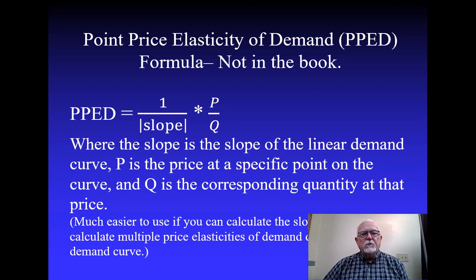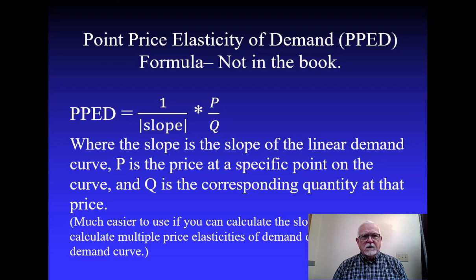And this is just a simplification of the formula. So this is the point price elasticity of demand. This is actually more accurate because we're talking about a point. Technically, I guess you'd say 2 points that are so close together that they can be approximated as a single point. So here is the formula. Again, it's not in the books, but this will make your life easier if you can understand this formula and utilize it if it's a linear demand curve. So 1 over the absolute value of the slope times P over Q. Much, much easier to use.